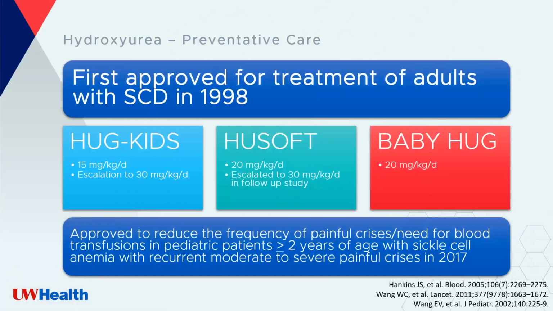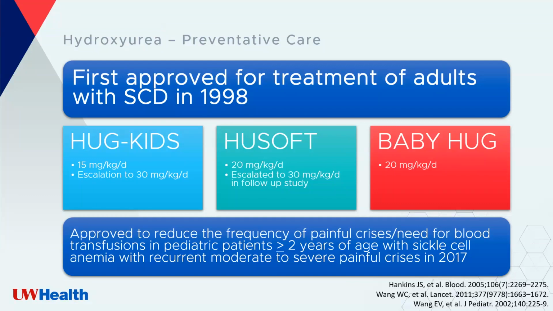So in regards to hydroxyurea, it was first approved for treatment of adults with sickle cell disease in 1998. I believe at that time I might have been 3 years old, much before I was introduced to pharmacy. But after the FDA approval for use in adults, there were increased efforts to establish the safety and efficacy data in our pediatric patients.